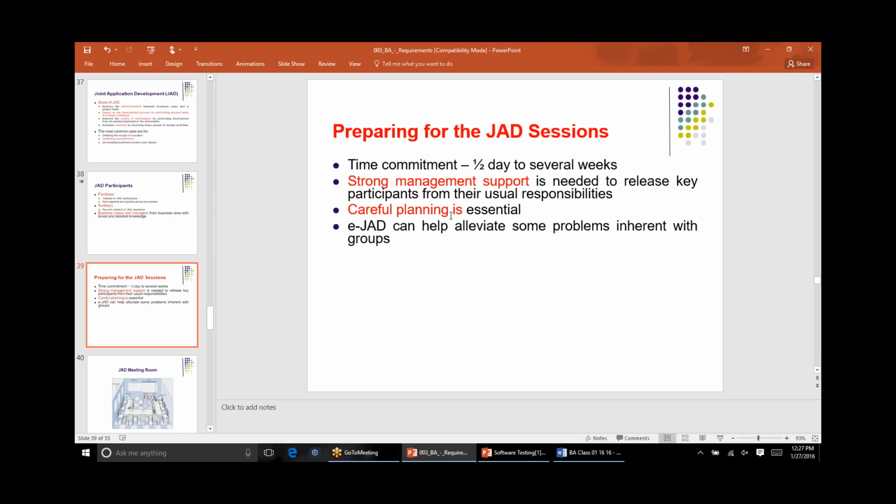We also do careful planning. Now in the planning, some part of that we discussed yesterday, which basically means if I'm doing this workshop, then who would participate? Who will come? Who should come? What and how many people we need? How many hours we need?